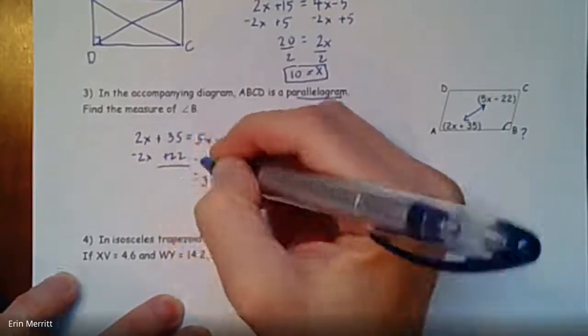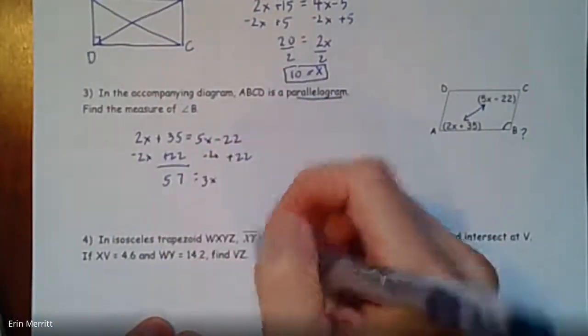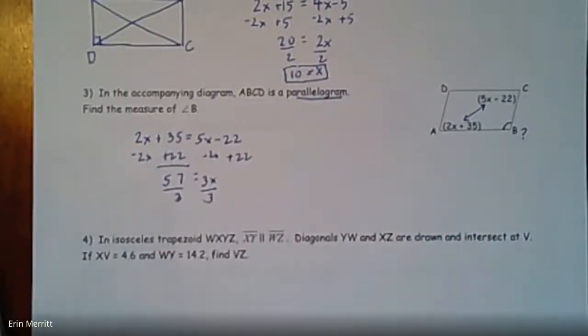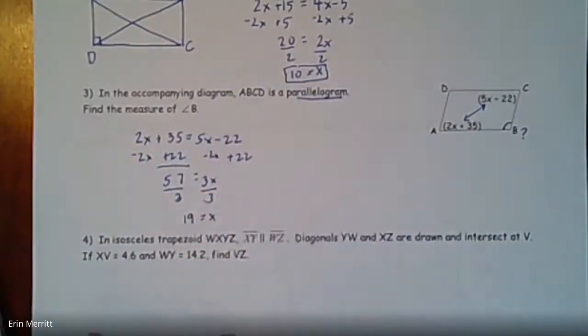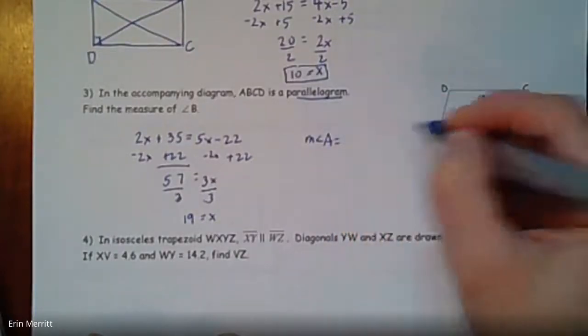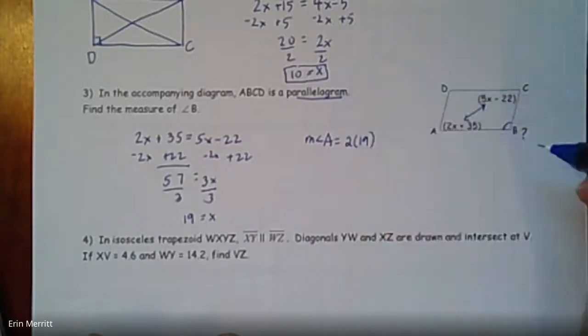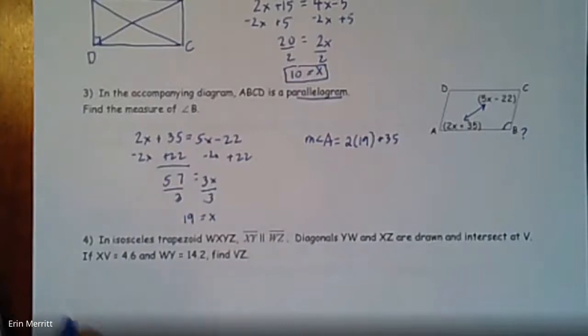So we should get 3x. 35 and 22 will give us 57 here. And then you divide by 3. 57 divided by 3, x is going to come out to be 19. All right. Once you know what x is, plug back into A or C. So let's say I use the measure of angle A. It would be 2 times 19 plus 35. So double 19 and add 35. That's going to give us 73.